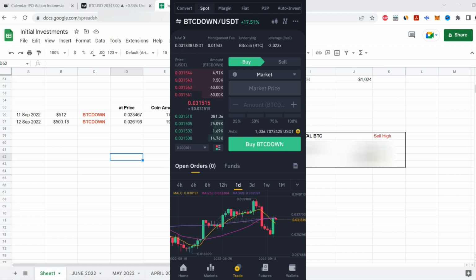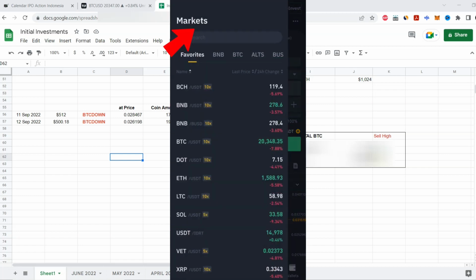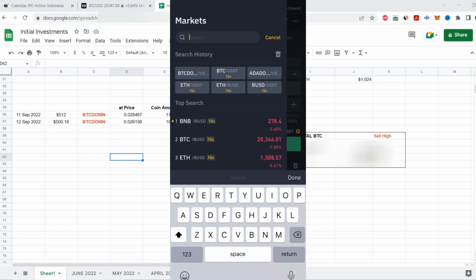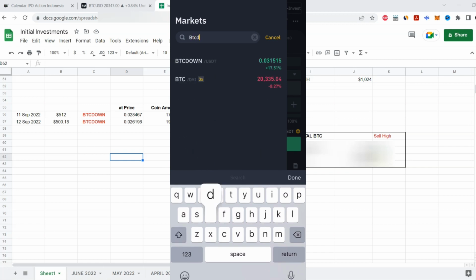If you see right here, if you go to trade and then click market, you can search for BTCDOWN. BTCDOWN is the opposite of BTC. If BTC goes down, this BTCDOWN will go up. Okay, here's a fun fact. BTCDOWN has twice the movement of BTC.